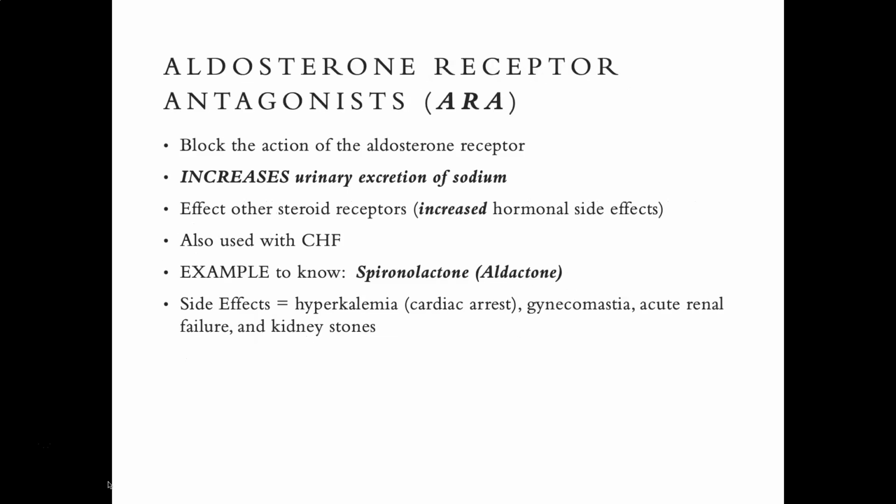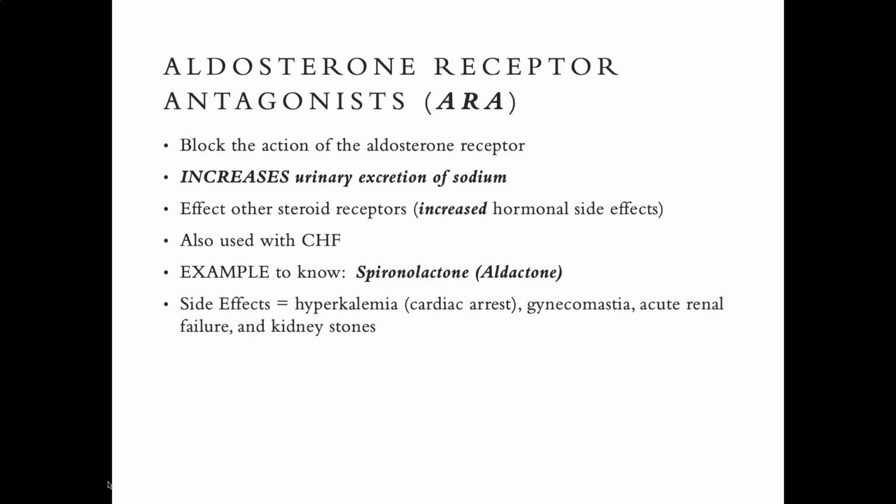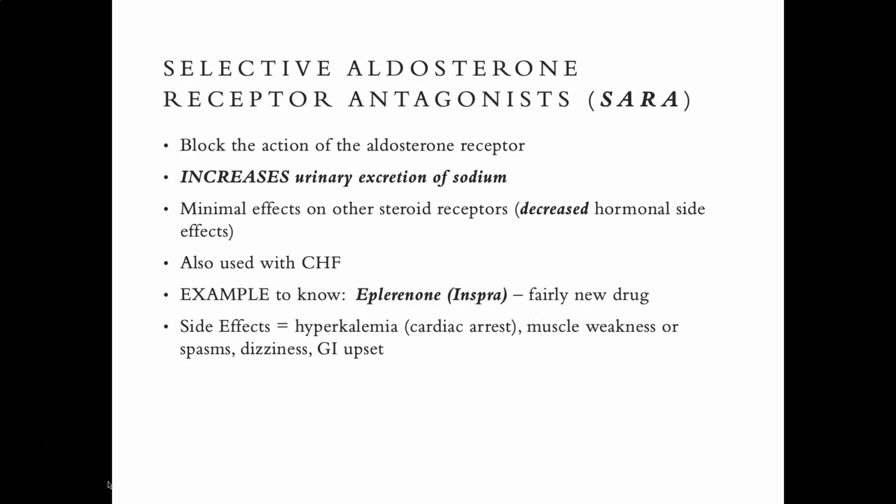Next one, selective aldosterone receptor antagonist. So if you notice the last one, it was ARA. This next one is SARA. This is selective. And the difference between the two, they do the exact same thing. This one blocks the action of the aldosterone receptor. This one does too. But this one does it without increasing the hormonal side effects. And the one you need to know is eplerenone or Inspra.